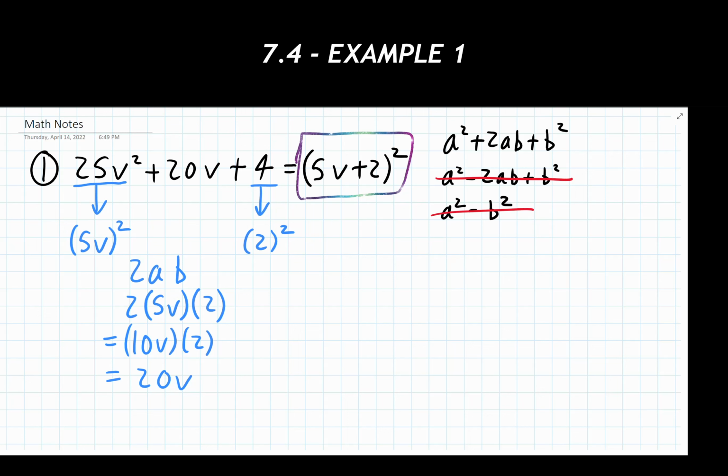So the big thing that we did was identify that our first term and our last term are both perfect squares. We determined, all right, well, what would the square root of each of those be? That's where we got the 5v and the 2. And then we need to check to see if I were to multiply those together by 2, that we have right here, and I get the same results here as in the original problem, then I have a perfect square trinomial, and I can jump right to my fully factored final answer form.